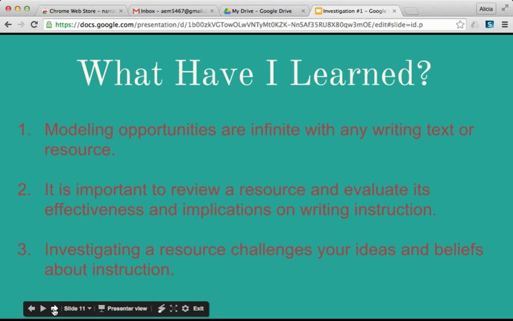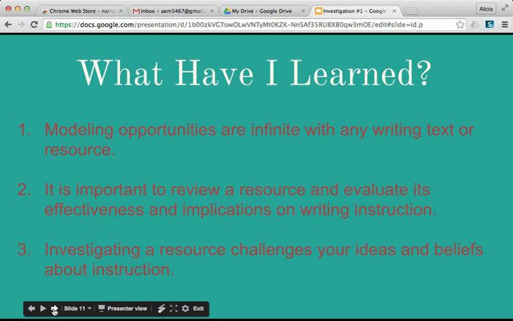What have I learned? First, I learned that modeling opportunities are infinite with a writing resource or text. While writing resources are sometimes meant to be a scripted curricula, teachers can modify a resource and tailor it to their teaching style. Next, it is important to review a resource and evaluate its effectiveness and implications on writing. Before investigating Spectrum Writing, I did not think it would be an effective resource. However, this investigation allowed me to reconsider the ways this resource could be used effectively.